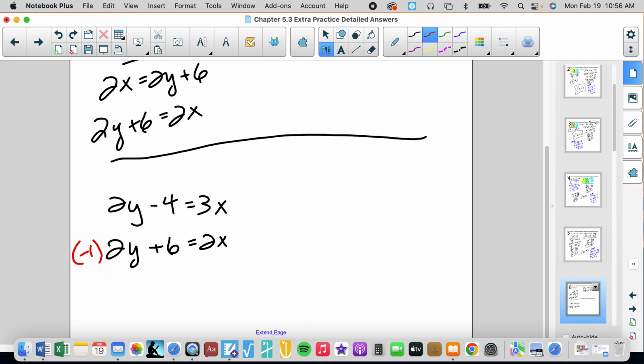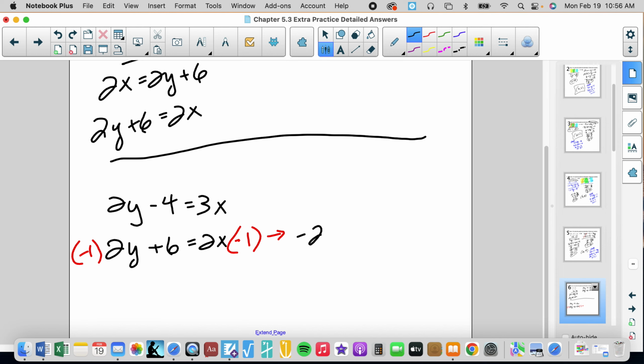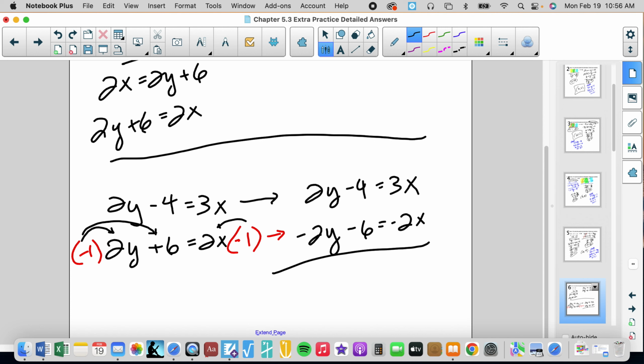So I'm going to take this bottom equation and multiply all of it by -1. That gives me -2y minus 6 equals -2x. I distributed that -1 to all three of the parts. And I'm going to bring this equation over, 2y minus 4 equals 3x. Why is this better? Because now we see that my y's are opposite of each other, so they will cancel out. I'm left with -10 equals x.